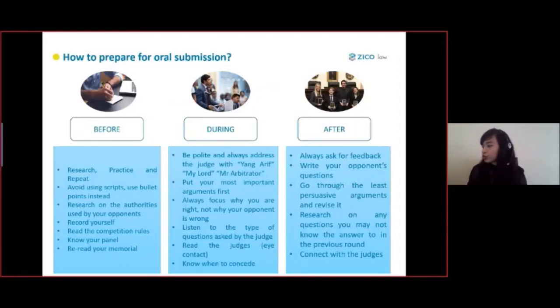Next is to go through the least persuasive arguments, the arguments that the judges didn't buy in the previous round.